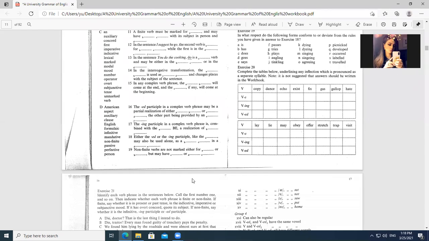The ing participle in a complex verb phrase is combined with the auxiliary be, as a realization of progressive aspect.